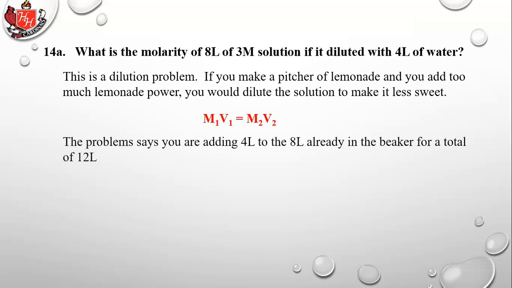So the problem says that you are adding 4 liters to 8 liters already in the beaker or the pitcher if it's lemonade for a total of 12 liters. That's the trick. The V2 is not 8 liters or 4 liters. It's the two of them added together, and that's what you have to watch out for. So we have 3 molar on the left and 8 liters on the left. We're trying to figure out the molarity after you've added the water. So the volume at the end is, again, not 8 or 4. It's the two of them added together to give you 12. And when you do the math on that, that's just algebra, you get the molarity after you've added the water is 2 molar.